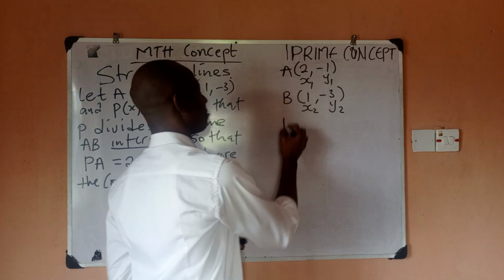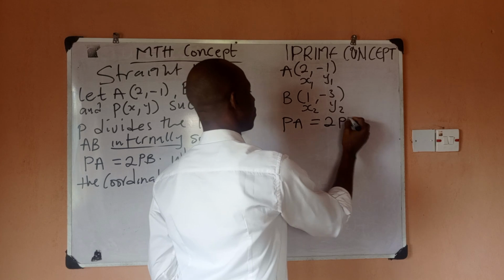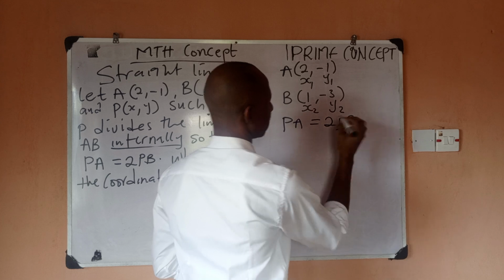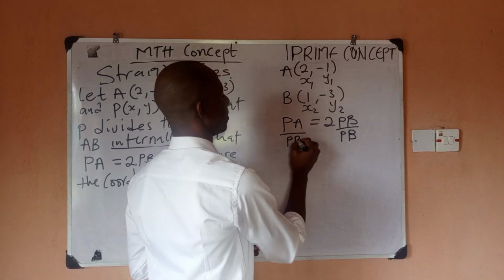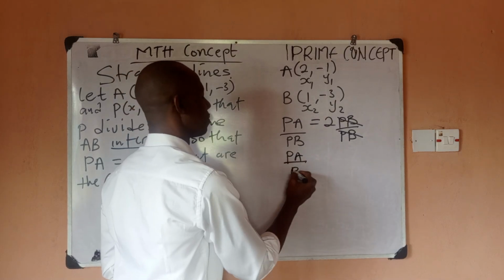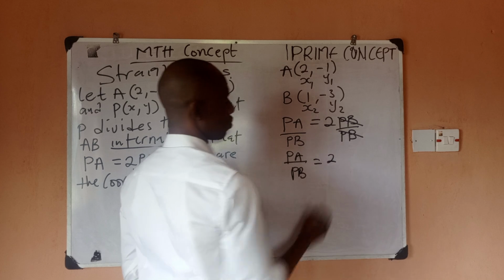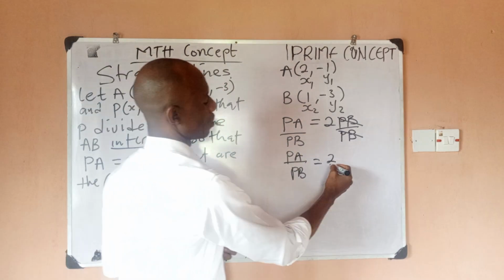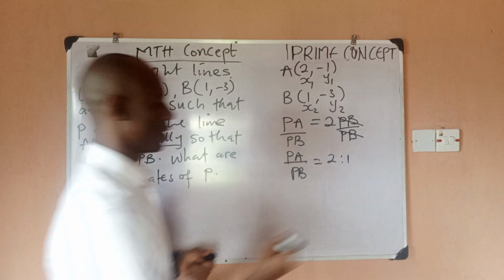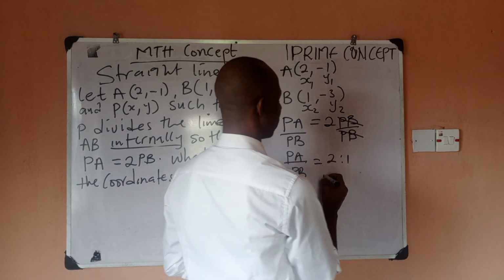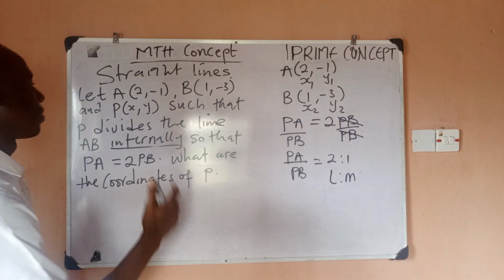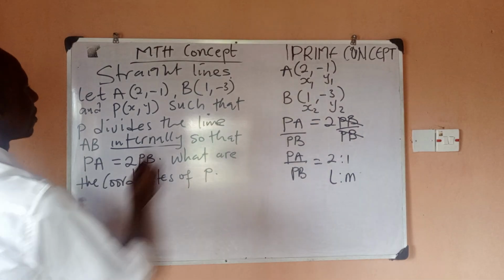It simply means that PA being 2PB, you can just divide both sides by PB. If you do this, PB cancels out, so that you can say that the ratio PA to PB is going to be 2, so you can just say 2 to 1. So PA ratio PB is 2 ratio 1. So this is actually going to be your L ratio M, which is 2 ratio 1. With this, I believe that everything we need for the question is complete.